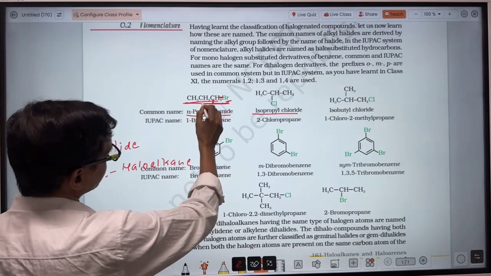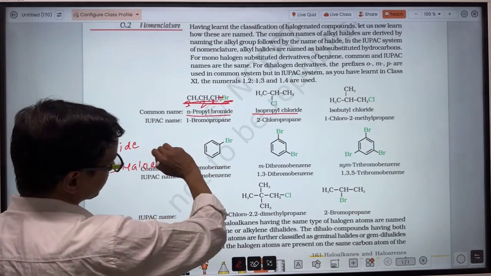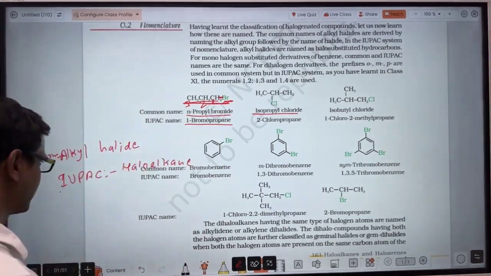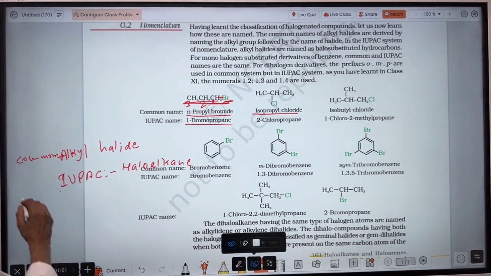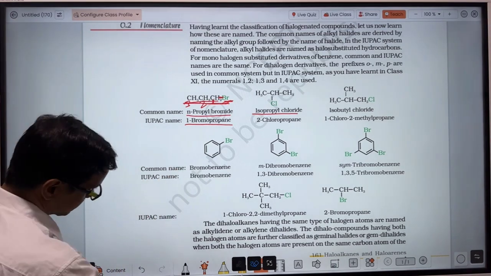Here, this will be the first carbon, this the second, and this the third. So bromine is attached to the first carbon atom. That's why it will be called 1-bromopropane. Okay. Let's see firstly what iso and neo are, and how we will write them.